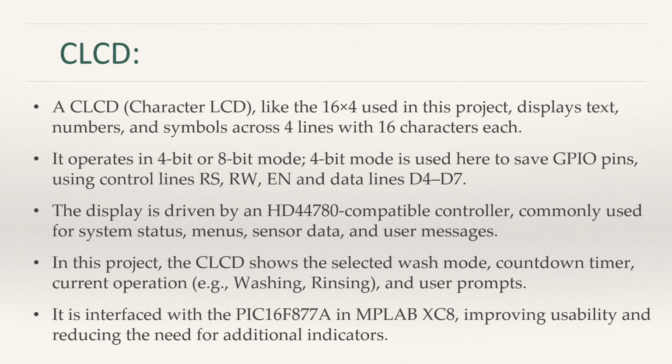A CLCD character LCD, like the 16 by 4 used in this project, displays text, numbers, and symbols across 4 lines with 16 characters each. It operates in 4-bit or 8-bit mode. 4-bit mode is used here to save GPIO pins, using control lines RS, RW, EN, and data lines D4 to D7. The display is driven by an HD44780 compatible controller, commonly used for system status, menus, sensor data, and user messages.